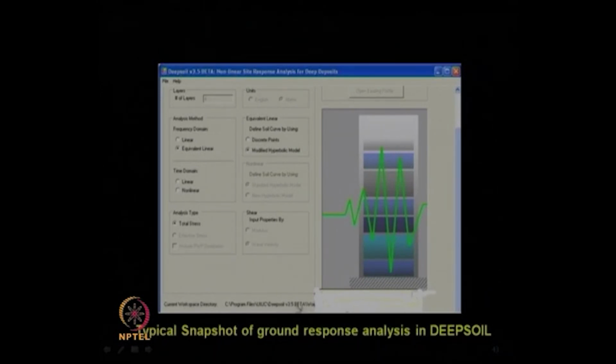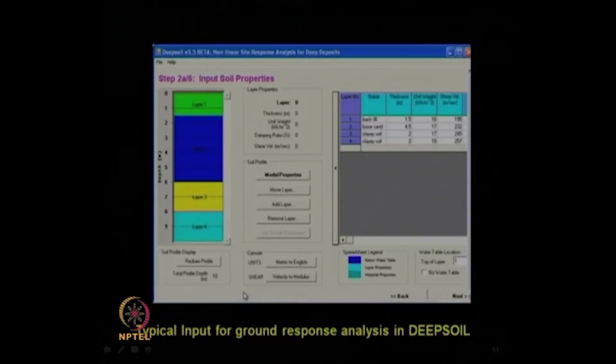This is a snapshot of the ground response analysis, how it is done in DEEPSOIL. You can go for either linear analysis or equivalent linear analysis or non-linear analysis. Here equivalent linear analysis has been chosen. Also you can either use total stress type, effective stress type, etc. And you can give your input soil parameters layer wise. This is the basic layer wise information which you are getting from your borehole data.